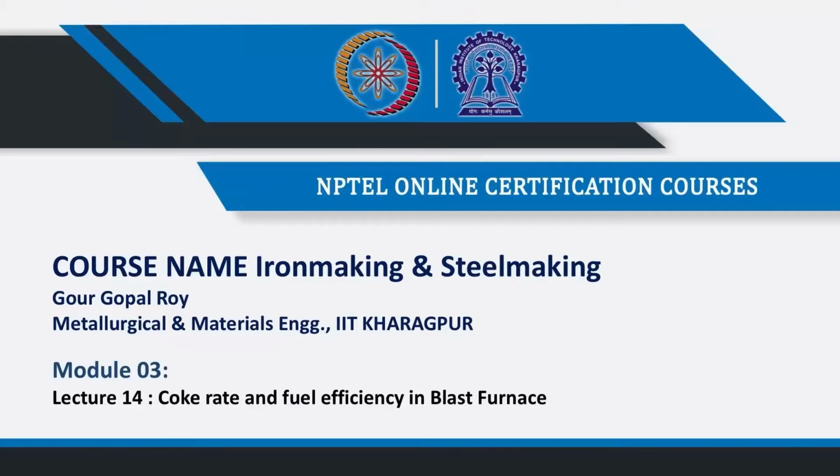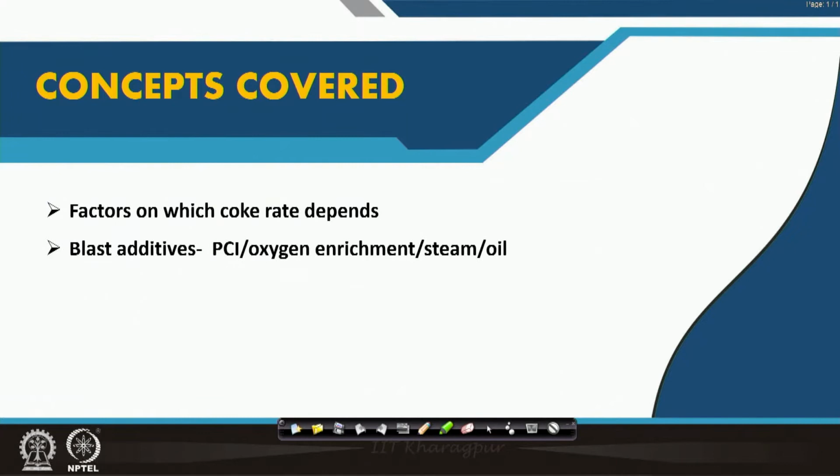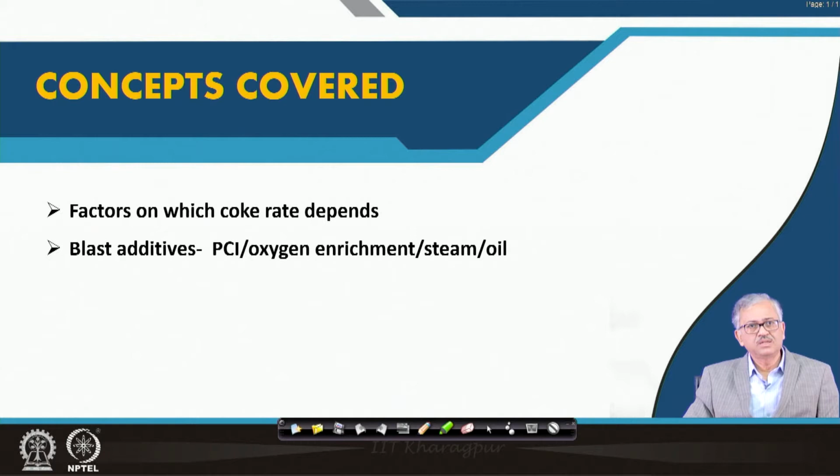Welcome. In this lecture, we will discuss the coke rate and fuel efficiency in blast furnace, because coke rate is also, to some extent, very much associated with the aerodynamics. So after studying the aerodynamics, I am studying the coke rate and the fuel efficiency in blast furnace. So, what are the factors? The concepts that will be covered are the factors on which the coke rate or the fuel rate in the blast furnace depends, and the various blast additives like PCI, oxygen enrichment, steam and oil. I will discuss the oxygen enrichment in the next lecture.